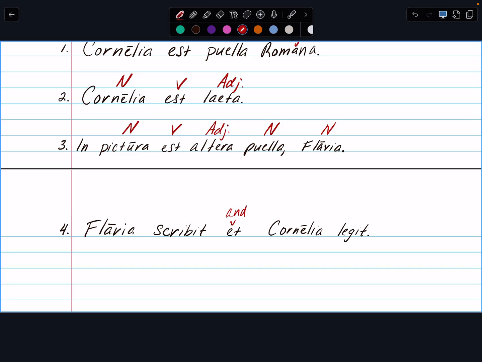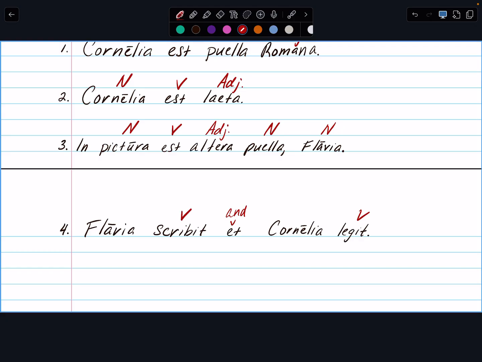Okay, now we've got Flavia scribit and Cornelia legit. Always find the verbs first. Where are they? There's two of them. Guadalupe. No? Okay. Adriel, help her out. Careful, careful. Good. It's the verb. Good self-correction. Okay, so we got one verb, and then where's my other verb? Where's my other verb? Dana. Legit. Good.